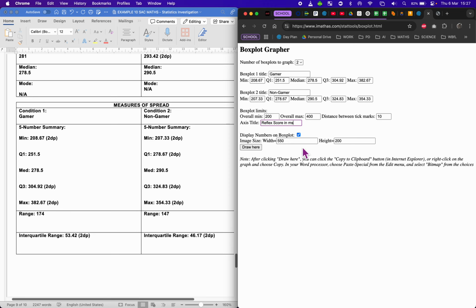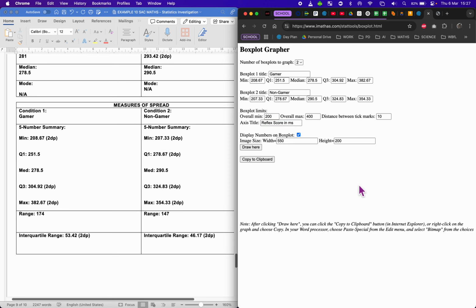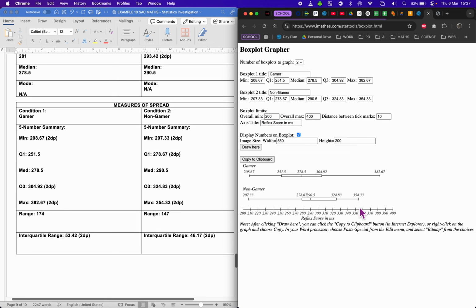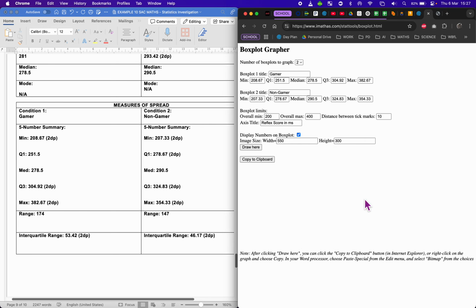Display numbers on box plot. Let's see what that looks like. That's a nice box plot. These are a little thin though. Am I able to change the height? Let's say 300. What does that look like?